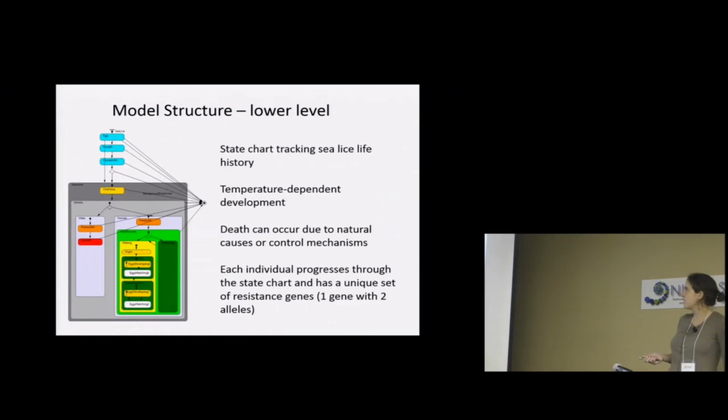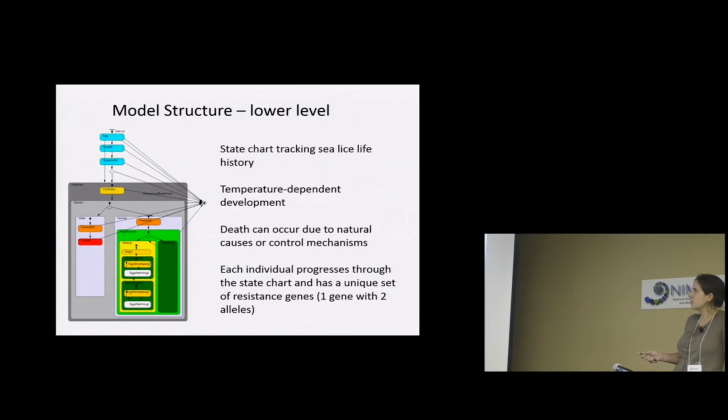So our model has two levels. Like I said, this is the individual level. Right here we have our state charts for the sea lice. So our sea lice can go through different life histories. So we have the egg, the nauplii, the copepodid, then they attach, and we separate into males and females, and we have breeding down here.